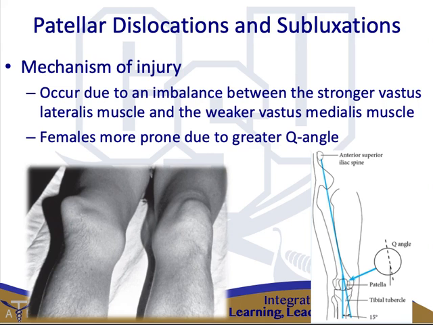Females or athletes are more prone to patellar subluxations due to their greater Q angle, or that angle from the hip to the knee. And you can see that in that picture on the right-hand side. That Q angle, which is made up of those vectors, as that goes up, the potential for this to occur goes up as well. We can also have a direct blow to the medial patella to cause a dislocation.